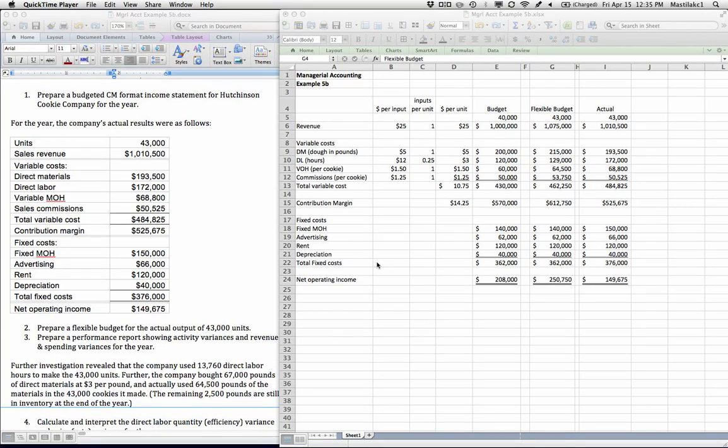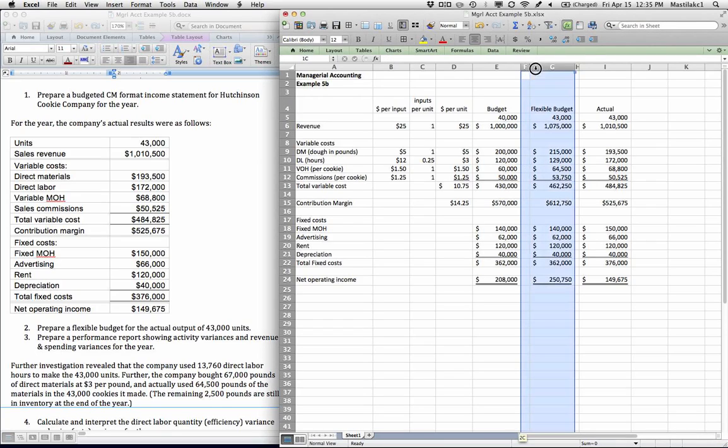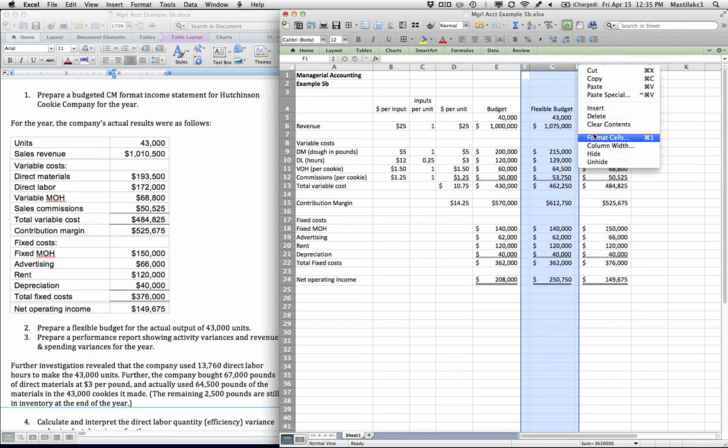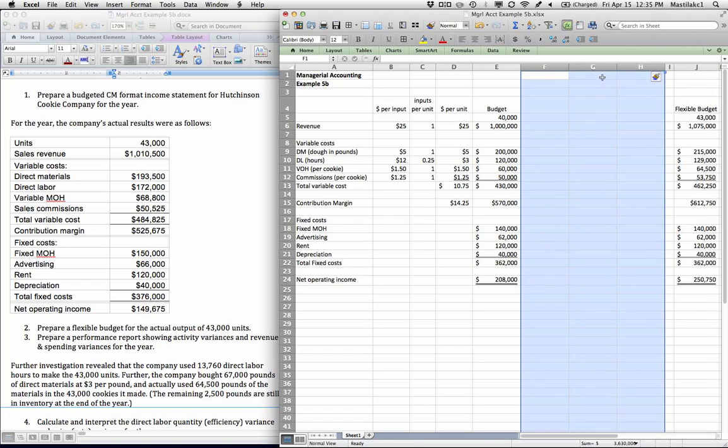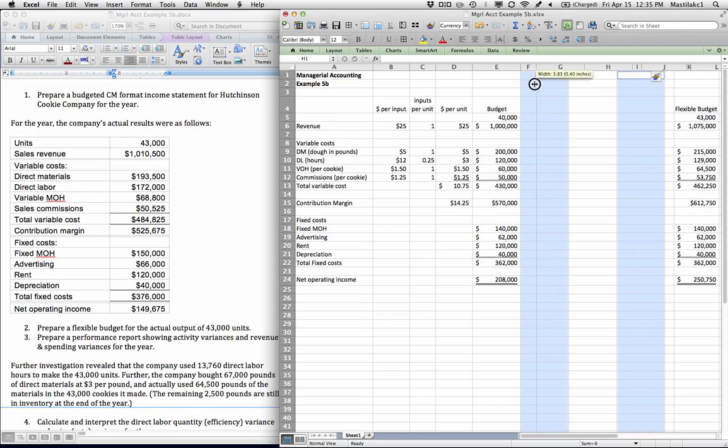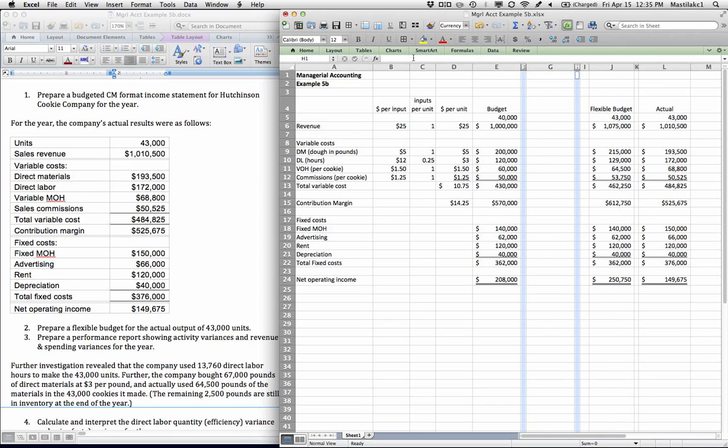Managerial Accounting Example 5B, Part 3. Requirement 3 says prepare a performance report showing activity variances and revenue and spending variances for the year. So really what the performance report is, it's simply filling in the details of the columns, filling in differences in these columns.